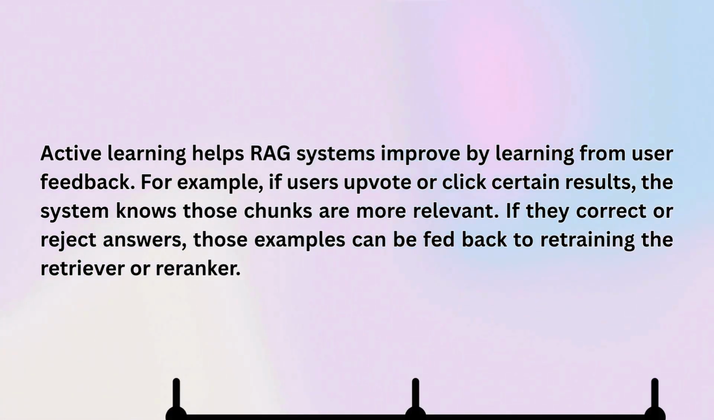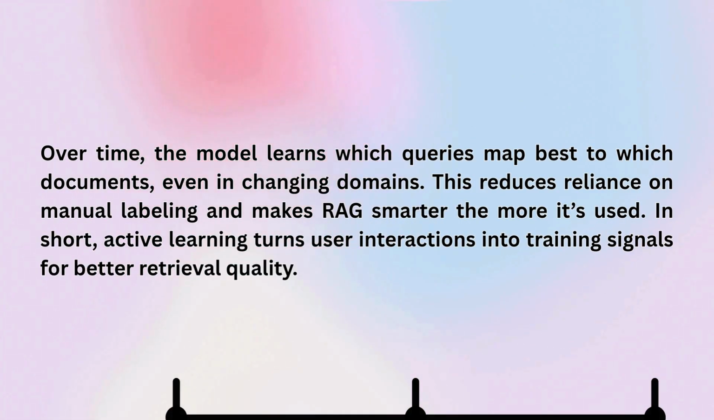Active learning helps RAG systems improve by learning from user feedback. For example, if users upvote or click certain results, the system knows those chunks are more relevant. If they correct or reject answers, those examples can be fed back to retraining the retriever or re-ranker. Over time, the model learns which queries map best to which documents, even in changing domains. This reduces reliance on manual labeling and makes RAG smarter the more it's used. In short, active learning turns user interactions into training signals for better retrieval quality.